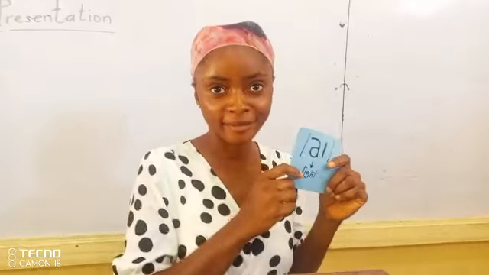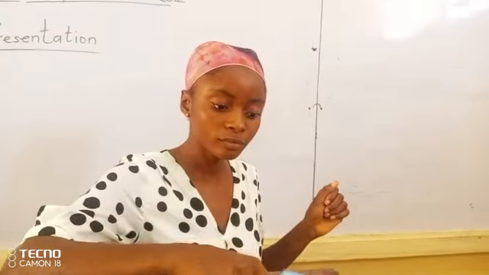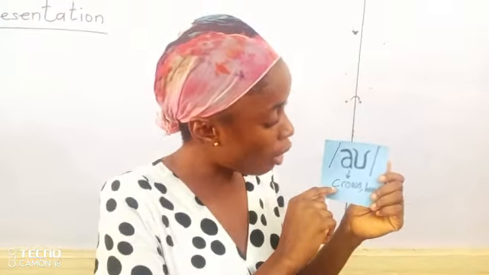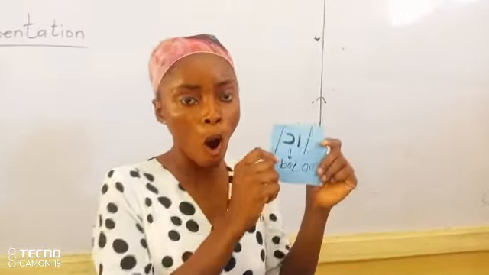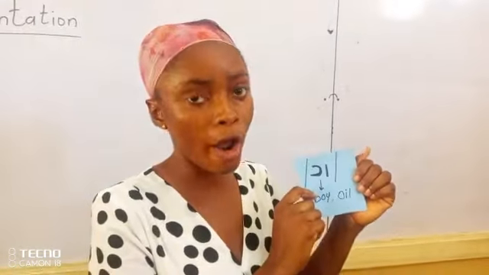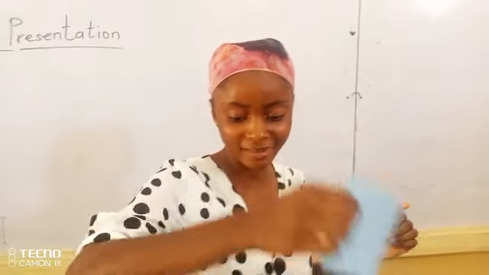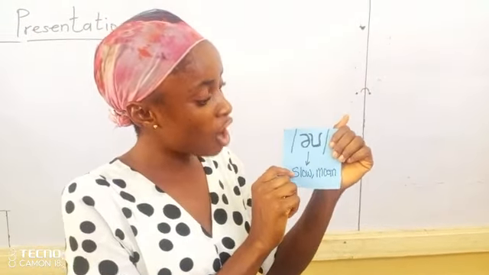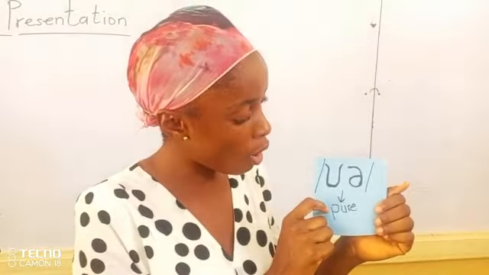We have I, as in the word light. We also have ow, as in the word crown. We have oy, as in the word boy, in oil. We also have oh, as in the word Sean, and Juan. And then last we have oor, as in the word peer.